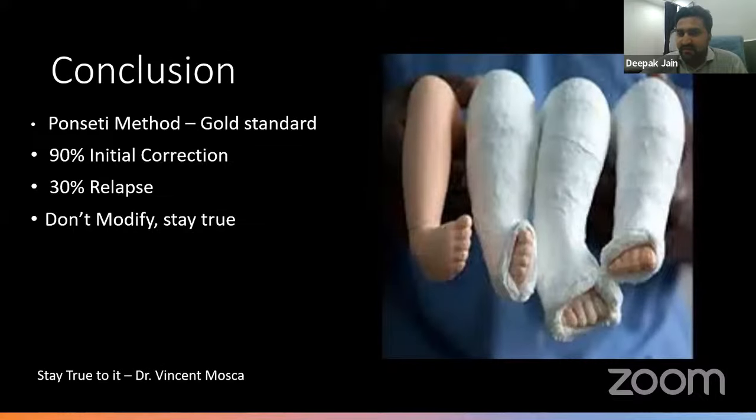So to conclude, the Ponseti method is the gold standard. It provides a 90% initial correction rate. There are still relapses, almost 30%, but they can still be corrected with Ponseti casting and simple tenotomies. And I would like to emphasize the point to the junior fellows or PGs to ICAS, because if it is not translated or extrapolated ahead, then people might again start opting for surgeries, which might give poor results. Thank you.